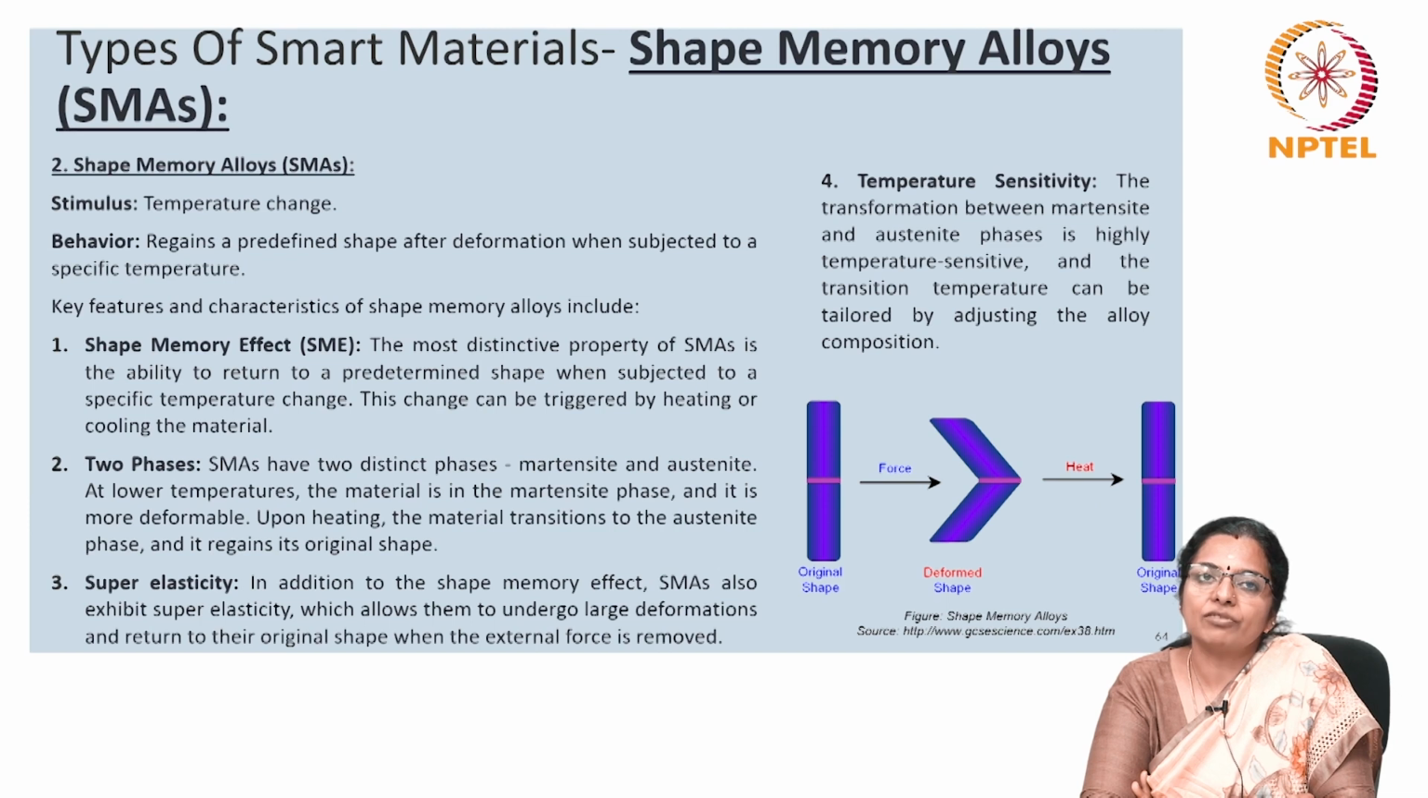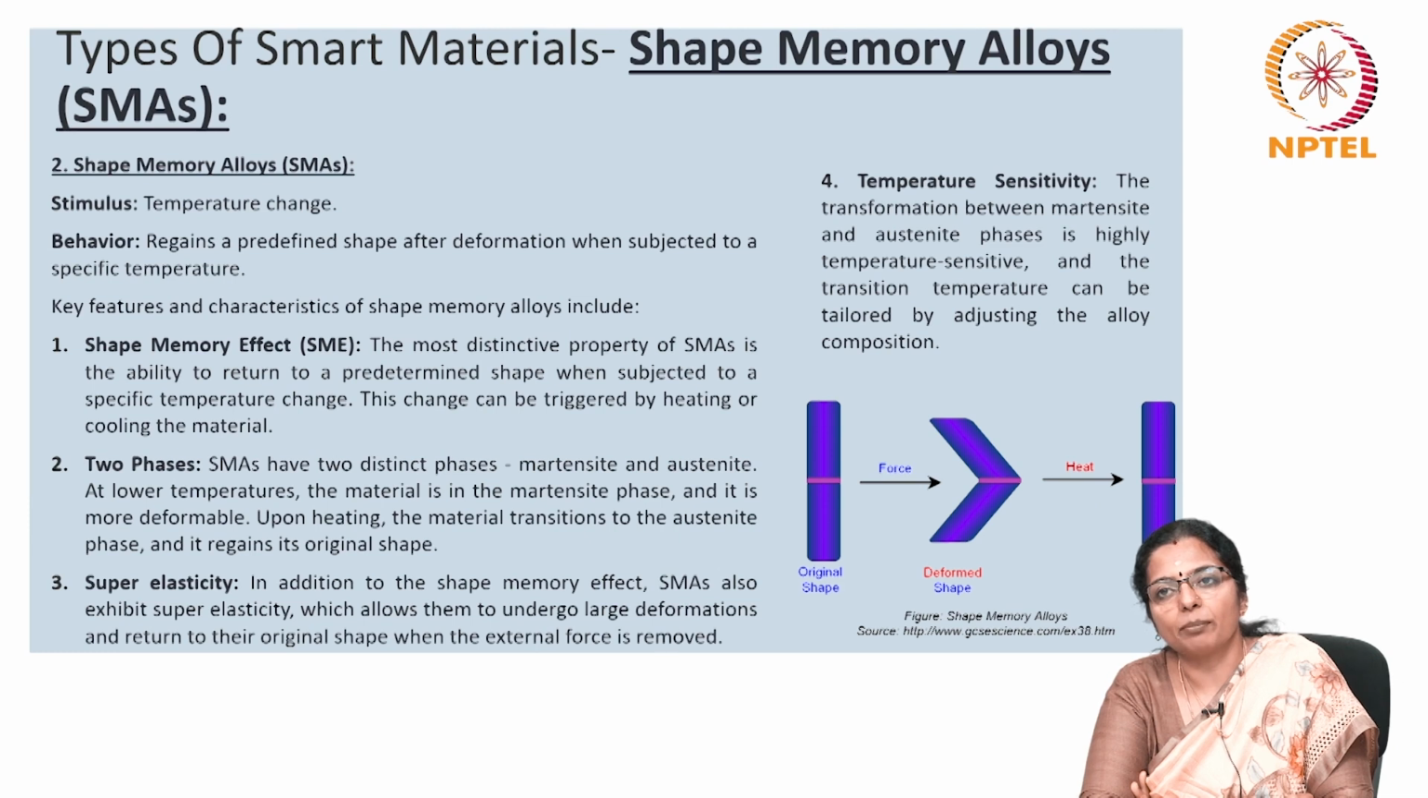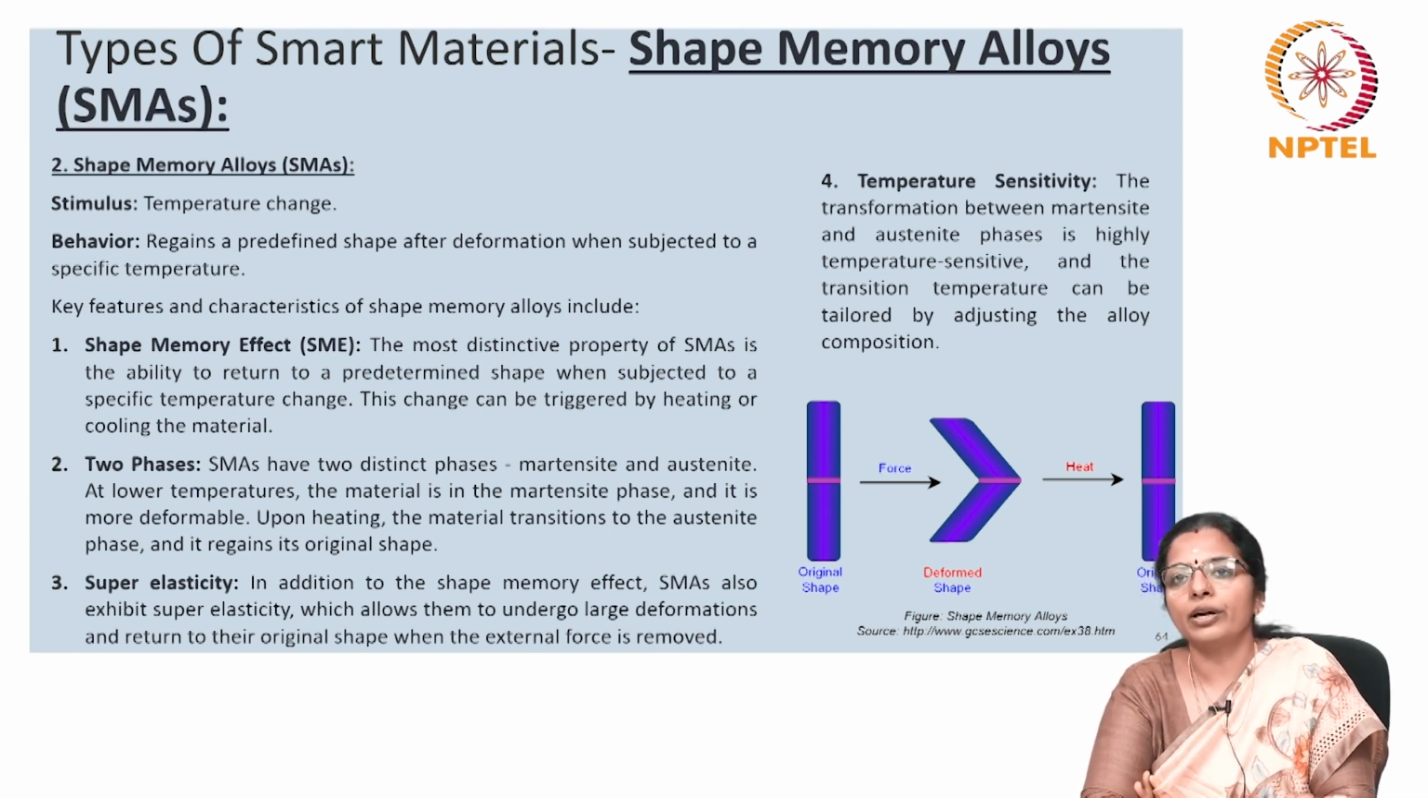They also have temperature sensitivity. The transformation between martensite and austenite phases is highly temperature sensitive, and the transition temperature can be tailored by adjusting the alloy composition.